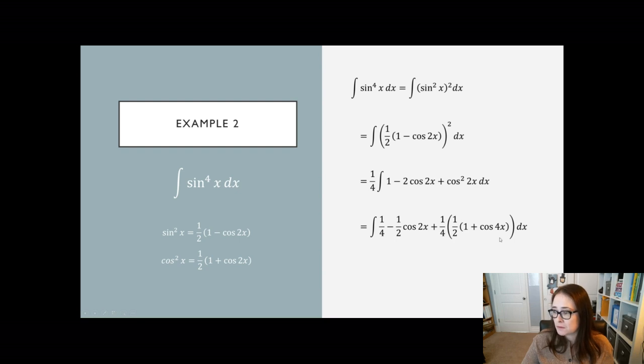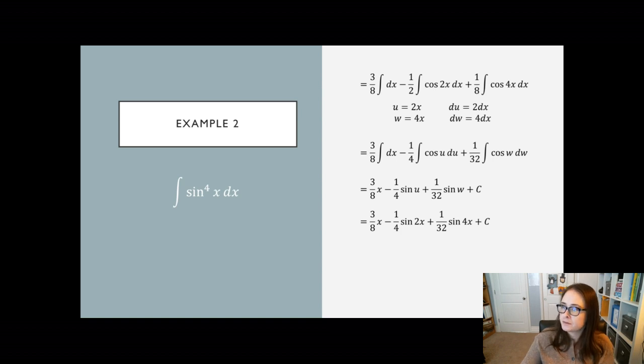I'm going to go ahead and do some distributing here to get rid of some of these parentheses. And I end up with this here. And you can see I've got a 1/4 and a 1/8 here, so I can go ahead and combine those. And I'm also going to split this up and integrate each term separately. Since they all have to be integrated a little bit differently, I'm going to split this up into 3 separate terms. So I have a 3/8 from adding those two constants together, and then my cosine of 2x and my cosine of 4x, all with their own coefficients.